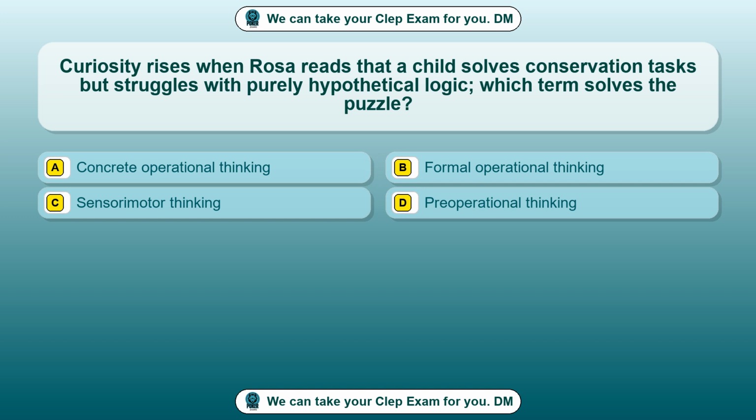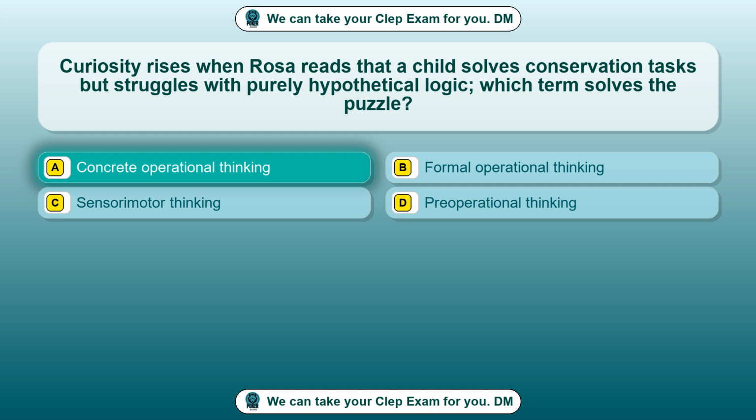Question 16. Curiosity rises when Rosa reads that a child solves conservation tasks but struggles with purely hypothetical logic. Which term solves the puzzle? Option A, concrete operational thinking. Option B, formal operational thinking. Option C, sensorimotor thinking. Option D, pre-operational thinking.